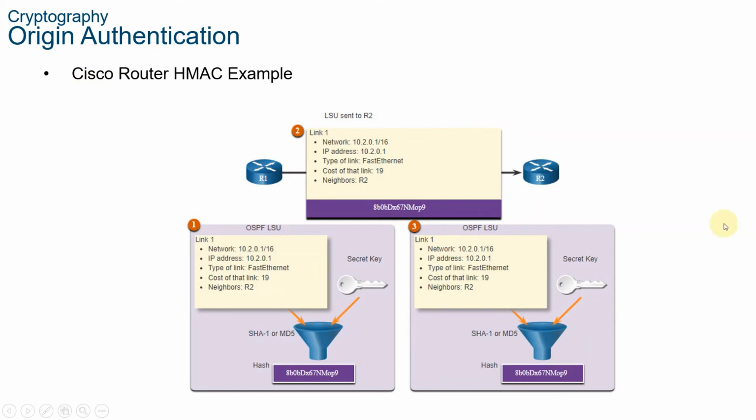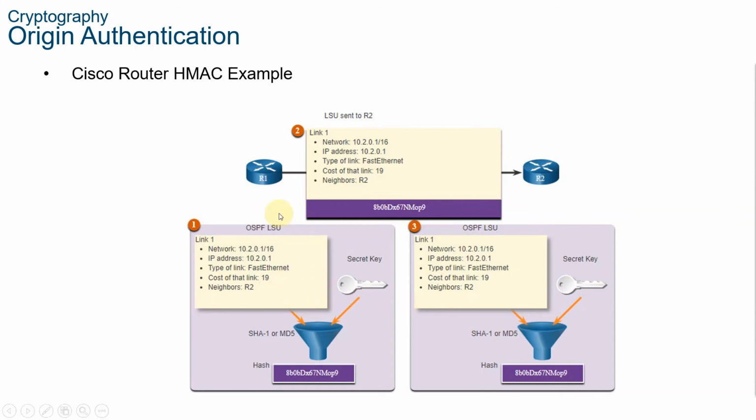So next would be the Cisco router HMAC example here. Now the figure shows how HMACs are used by Cisco routers that are configured to use the Open Shortest Path First, or OSPF, routing protocol authentication.